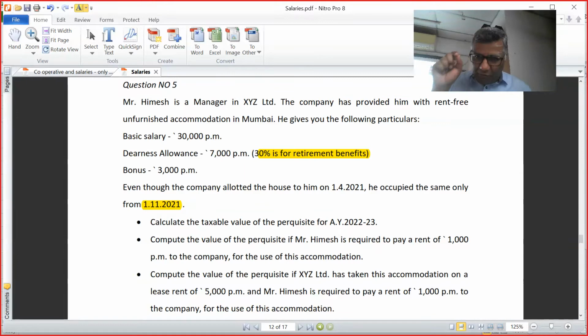Whenever the benefit is provided, it is not important; whenever I have availed is only important. So calculate the taxable value of perquisite. Calculate the taxable value if he pays a rent of 1,000.